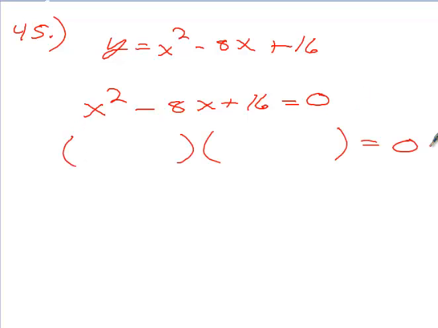So, again, where do I start? A, B, or C? A, so what multiplies together to get x squared? X and x. I need two numbers that multiply together to get 16, but when I add them, I get 8. 4 and 4. Are the signs going to match or be different? Match, and they're both negatives. So now I've gone from standard form to intercept form, right? So that's the second part.